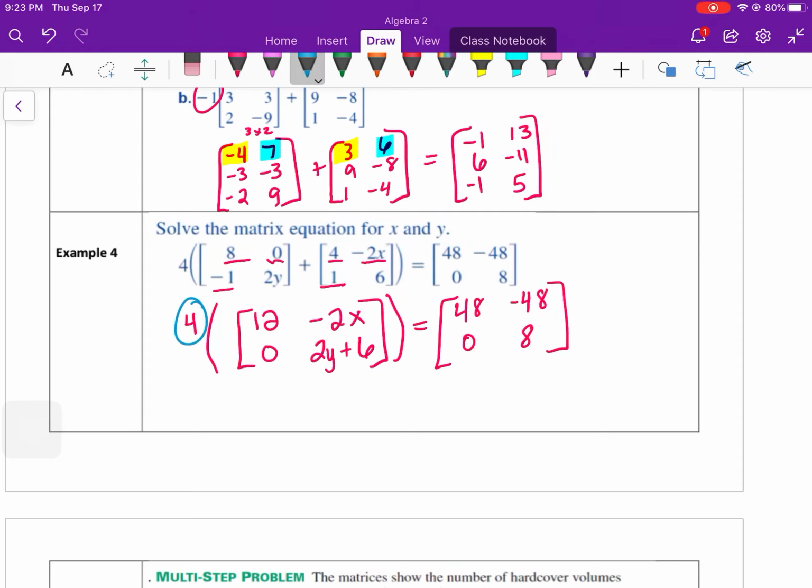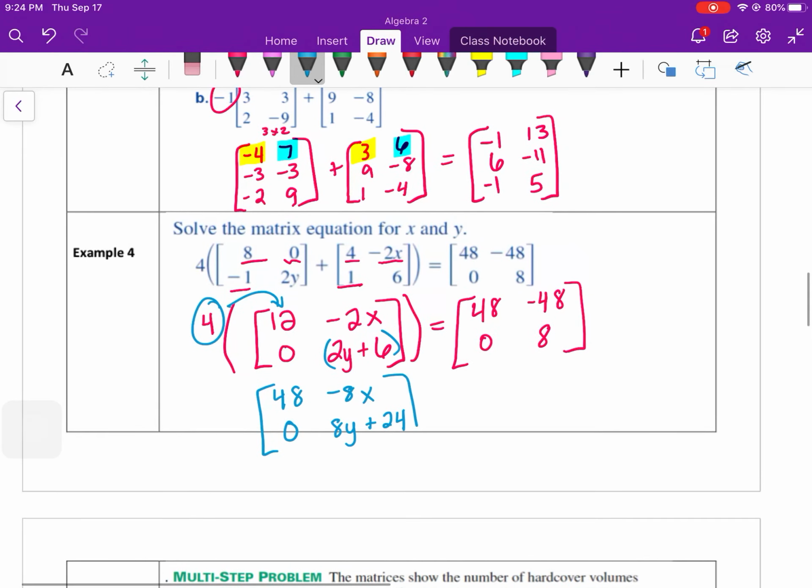Now I'm going to distribute the 4 inside here, so 12 times 4 is 48. We got -2x times 4 is -8x. 4 times 0 is 0. 4 times 2y plus 6. Again, you have another distributive property there. So that's going to be 8y plus 24. And then equals 48, -48, 0, and 8.